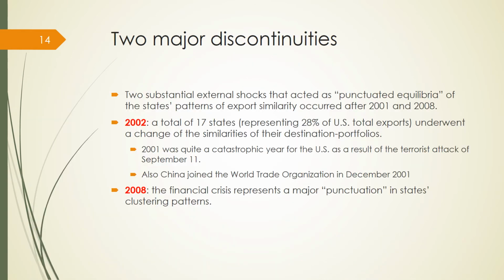It is not difficult to connect these two discontinuities to major events right before. In year 2002, 17 states, or 28% of US exports, had changes of the similarities of their destination portfolios. The year before, two major events had occurred that affected trade: the terrorist attack of September 11 and also China joining the WTO. More on that in the next slide. The other disruption is related to the financial crisis.